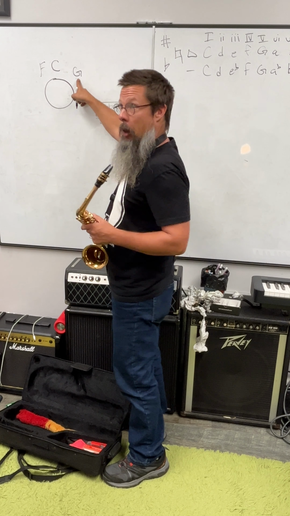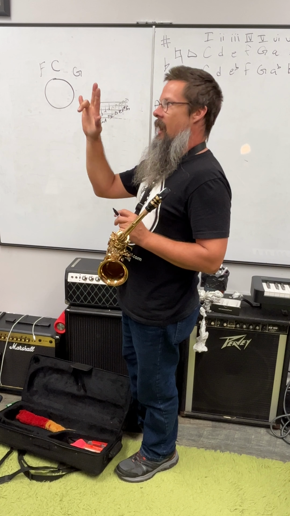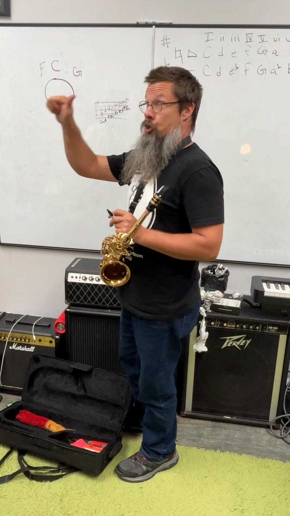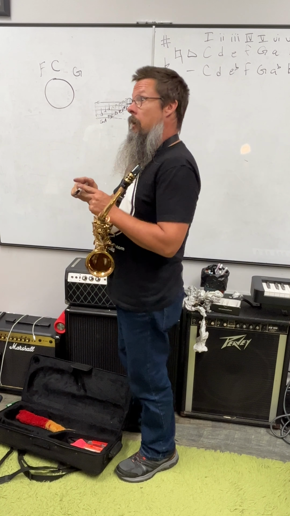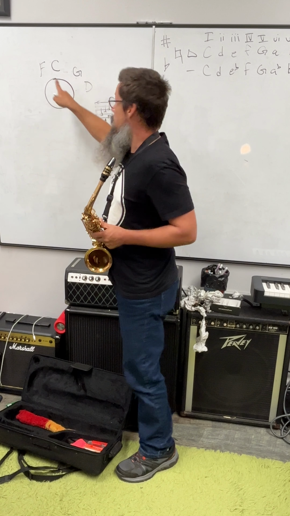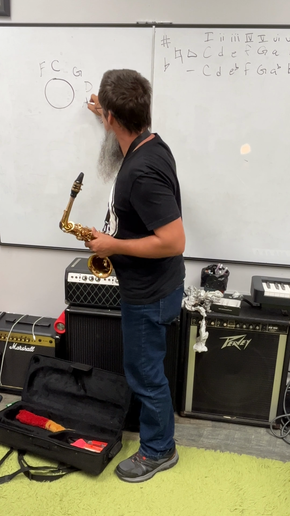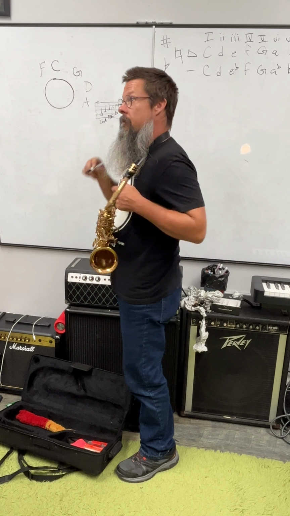Do it with me. You ready? C, D, E, F, G, A, B, C. What comes after C, buddy? D. D has two sharps, F and C. Okay. D, E, F sharp, G, A. A has three sharps. So watch what I'm about to do here.